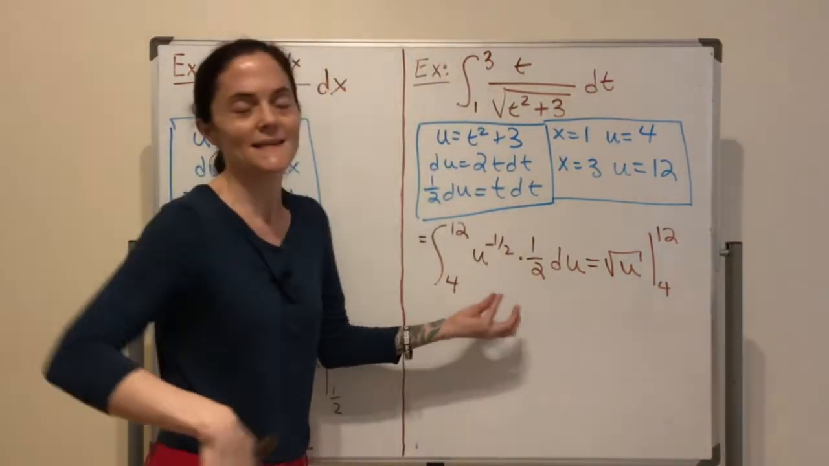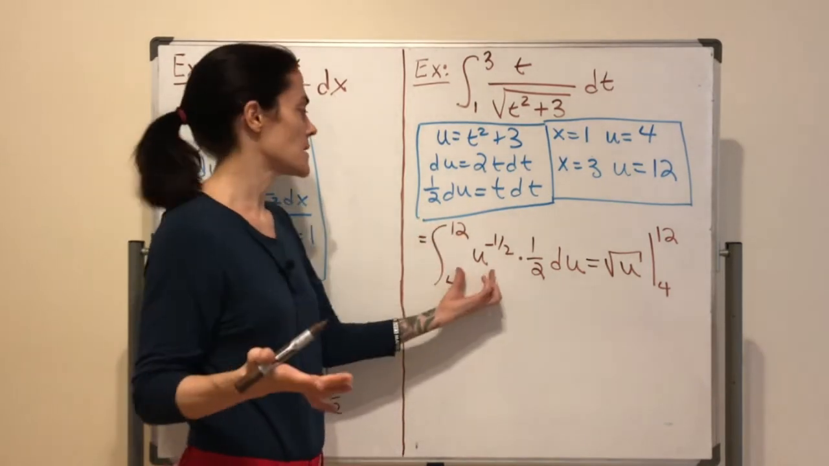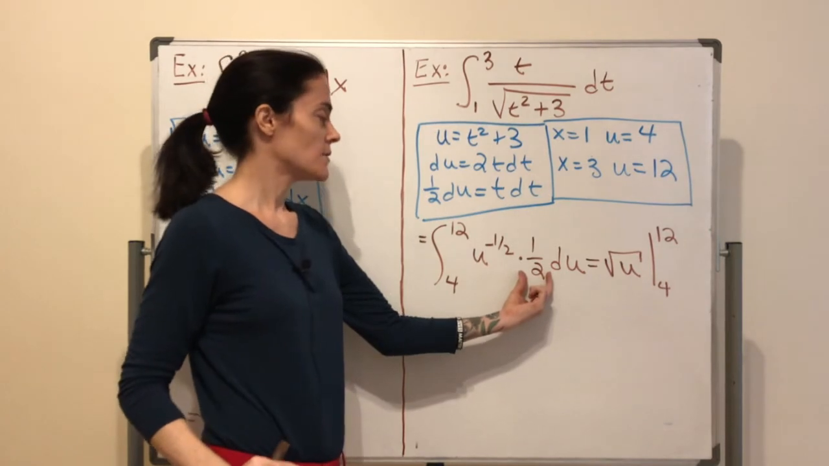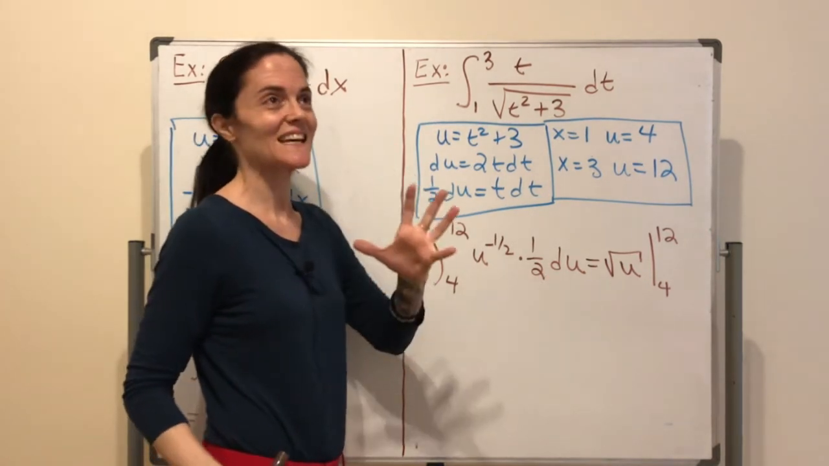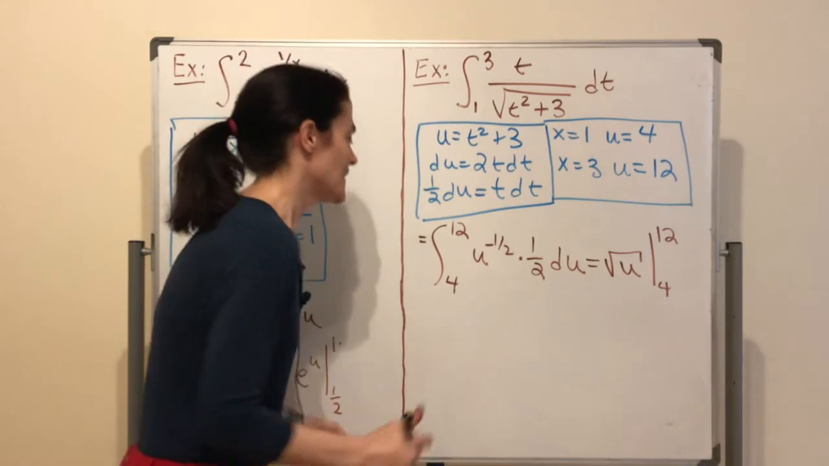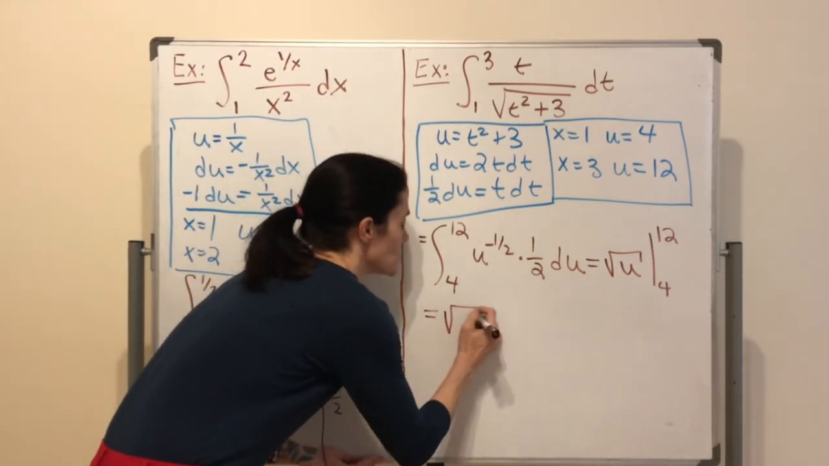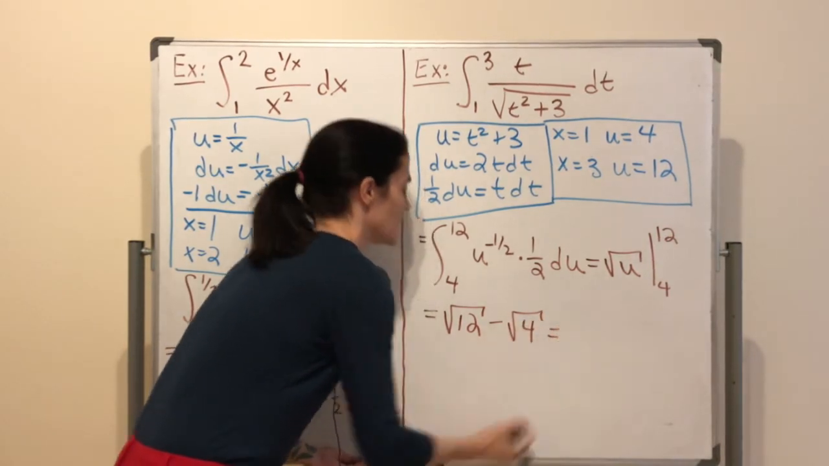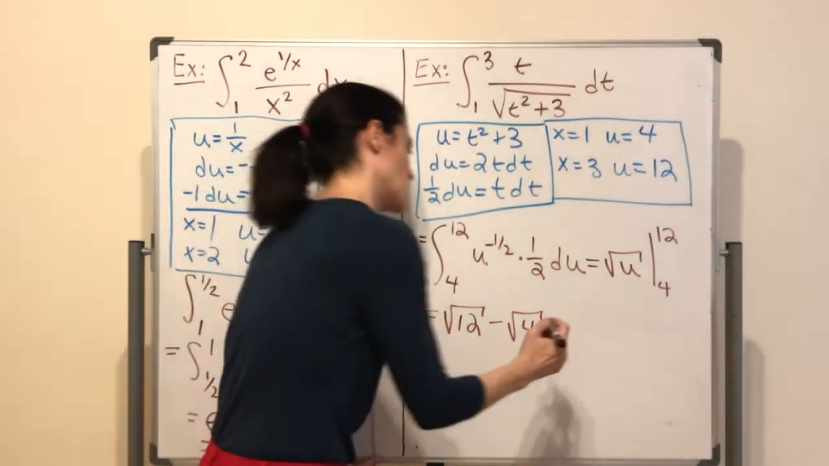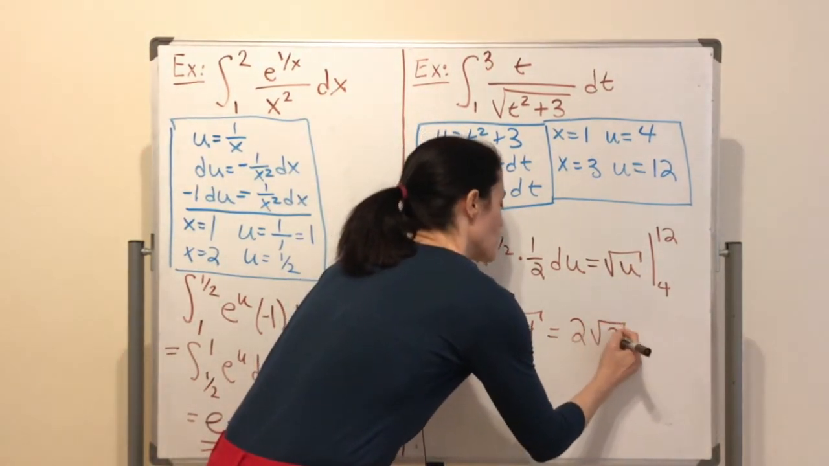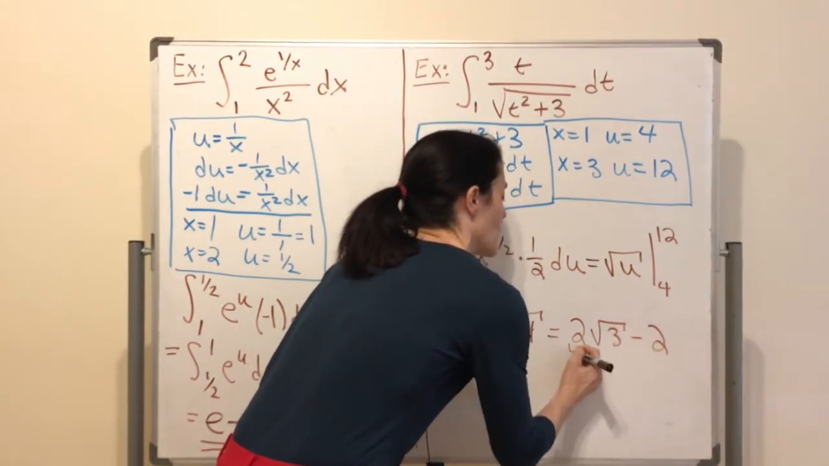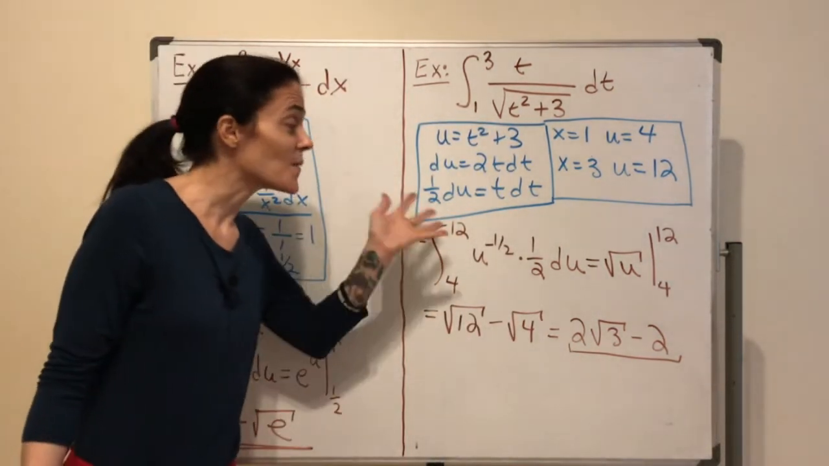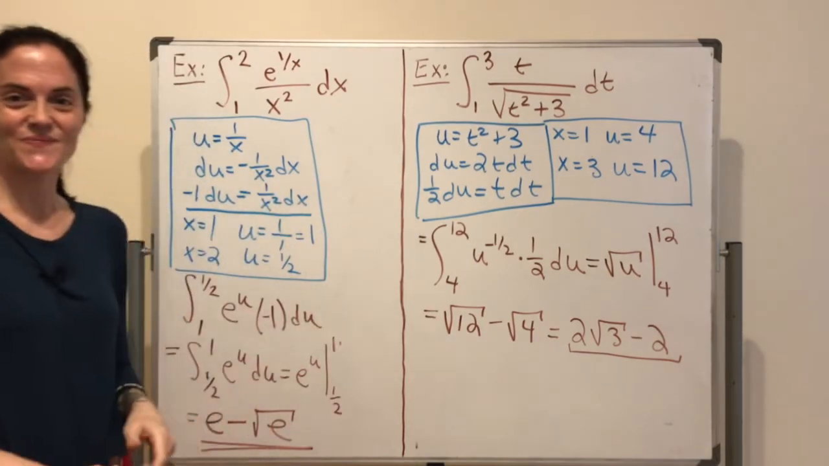And you could, if you wanted to add a power, divide by the higher power, you get the same thing, right? You'd have u to the 1/2 over 1/2, and then when you multiply by this 1/2, you just get u to the 1/2. Okay, so this is the square root of 12 minus the square root of 4. We get 2 square root 3 minus 2. And this would be our final answer. That would be the value of this definite integral.